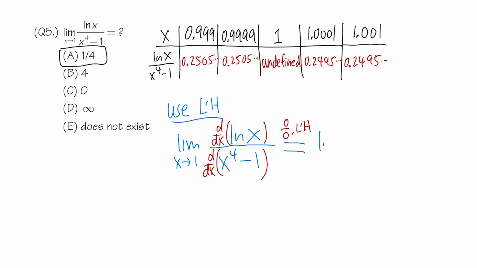So this is the limit as x approaching 1. On the top, if you haven't learned the derivative of ln x, then this wouldn't make sense. But I will tell you guys the answer. We get 1 over x. On the bottom, once you learn the derivative, x to the first power minus 1, the answer to that is 4x to the third power.